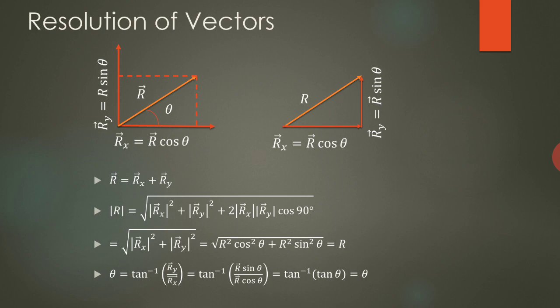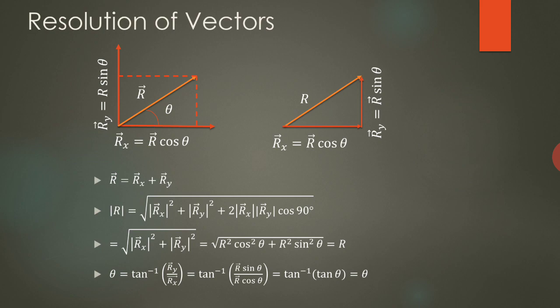So cosine theta is given by rx by r and sin theta is given by ry by r. From that, rx is equal to r cosine theta and ry is equal to r sin theta. If we see carefully, the vector sum of these two vectors rx and ry will give us a resultant vector r. Here rx is joined head to tail with ry, and r gives us that.